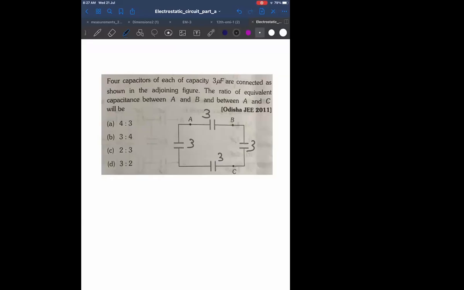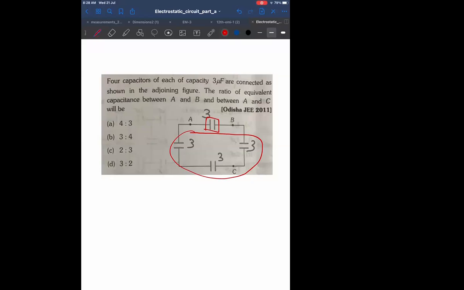Raju, can you hear me? Yes, sir. Tell me, what logic did you use for your answer? Between A and B, three capacitors are connected in series and one capacitor is connected in parallel with the other three. So can I say these three are in series and this is connected in parallel with them between A and B, correct? Yes.